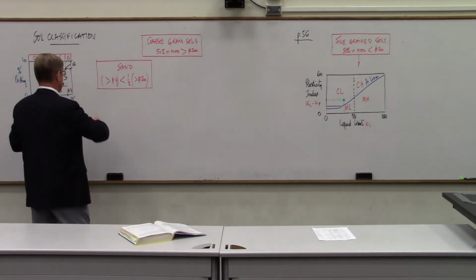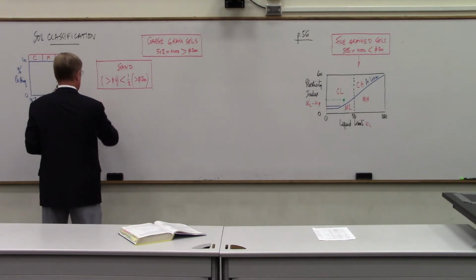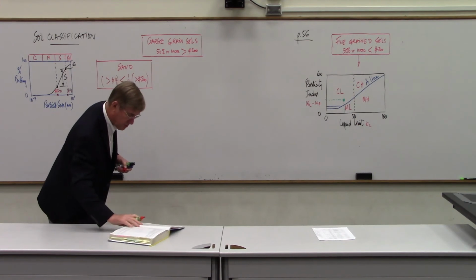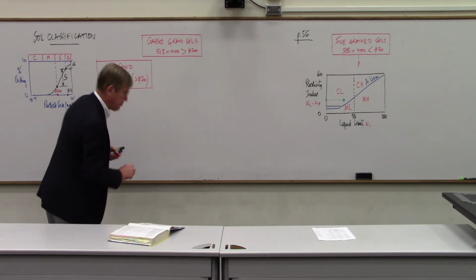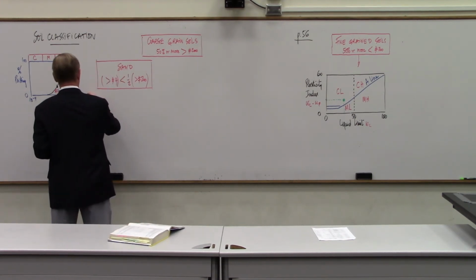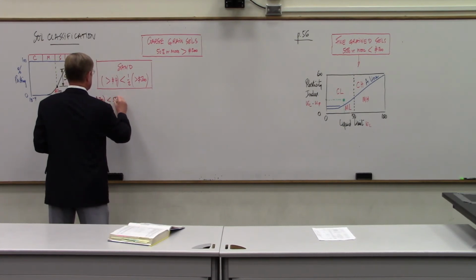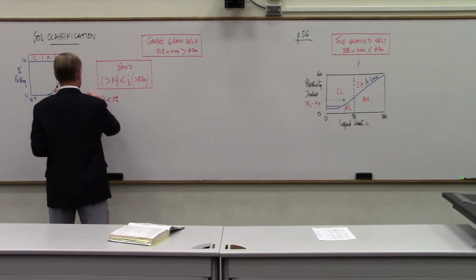Now, several cases regarding the portion passing 200 here. So first, if you have less than 5% passing 200, so if the percent smaller than number 200 is less than 5%, that will be one case.